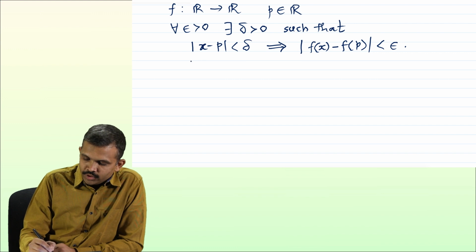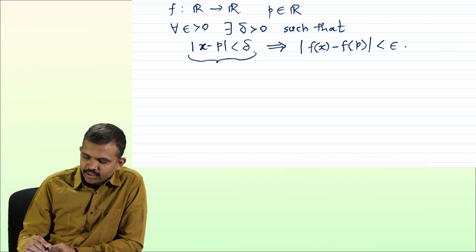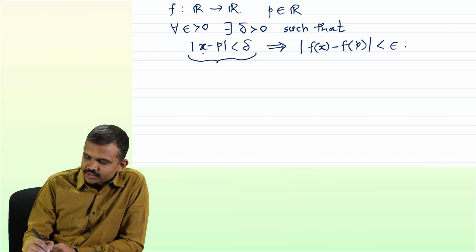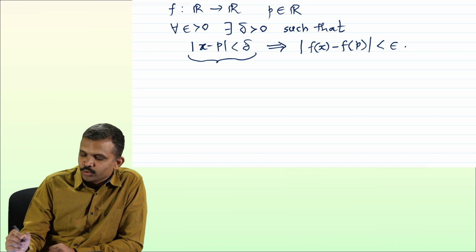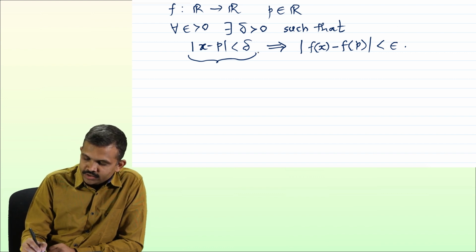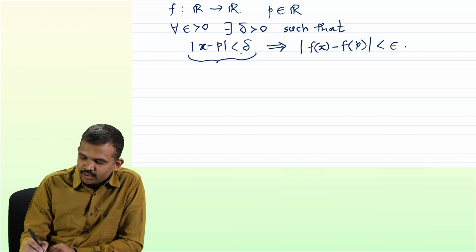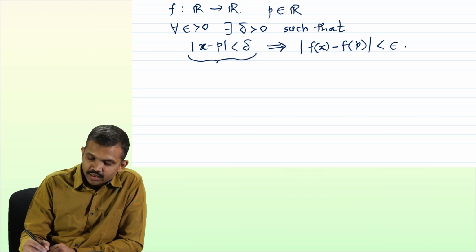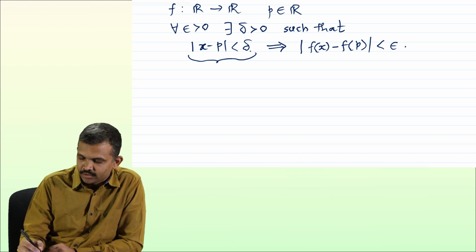If you observe carefully, what we are saying here is that for all those x which are lying within delta distance from p, something should happen. Now this collection, this set of all points which are lying within delta distance from p, is actually called an open ball with center p and radius delta.